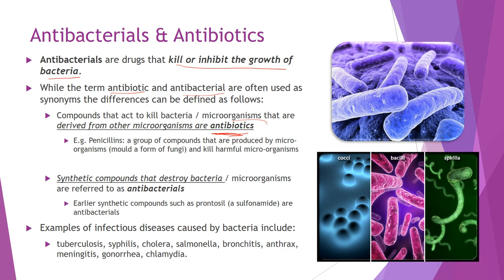Okay, so diseases that arise due to the presence of microorganisms, particularly bacteria, include things like tuberculosis, syphilis, cholera, salmonella, which gives rise to food poisoning, bronchitis, where you get the chest infection, anthrax, meningitis, gonorrhea, and chlamydia. So a number of sexually transmitted diseases, as well as infections of the lungs, are quite often bacterial based, and also of the blood.